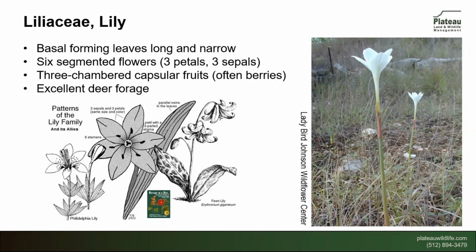Notice those parallel veins. If you see a small flower or plant, whether it's got a flower or not, if it's got those parallel veins, there's a limited number of things that it's going to be. So that can be really helpful. That's why I mentioned lilies here.